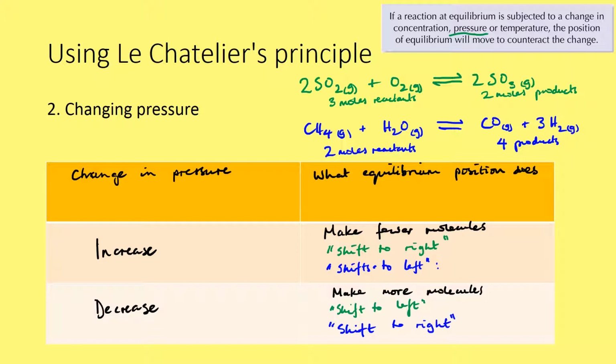And that is Le Chatelier's principle as far as changing pressure is concerned. It's probably worth being complete and saying, what if there are the same number of moles on either side? In which case, changing the pressure will not affect the equilibrium position. Okay, now I think we can move on to temperature.